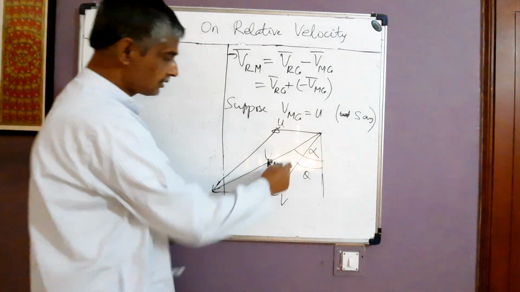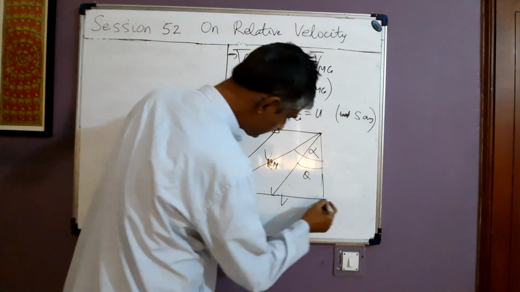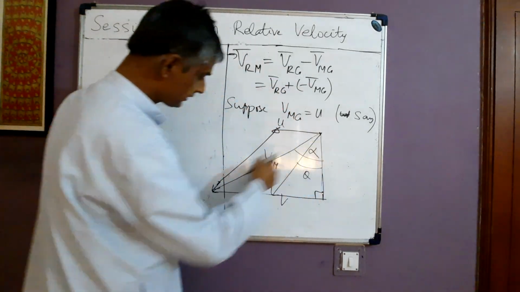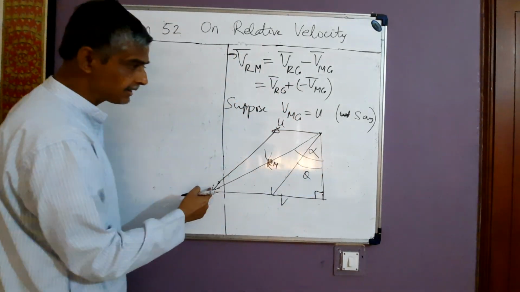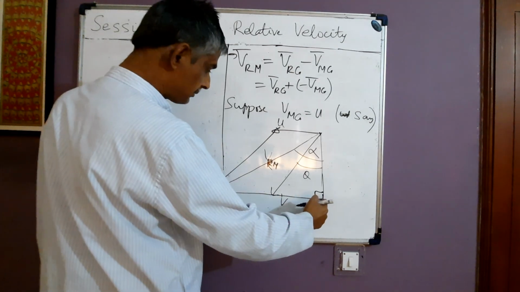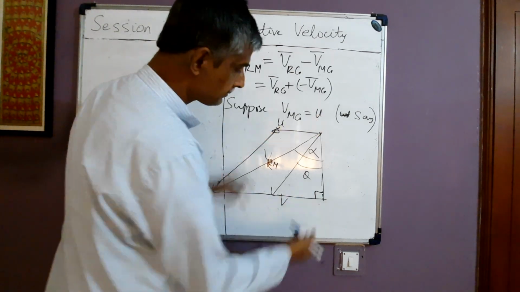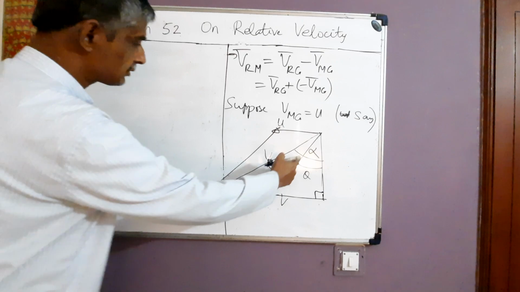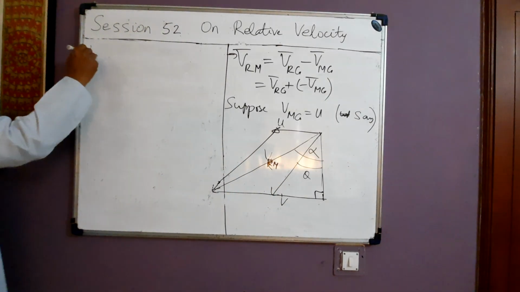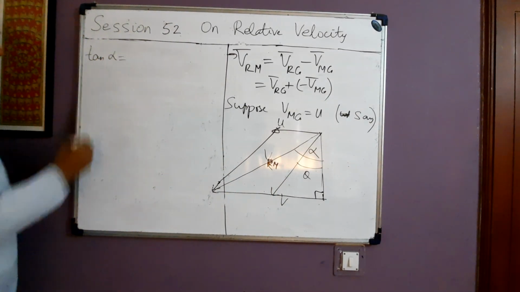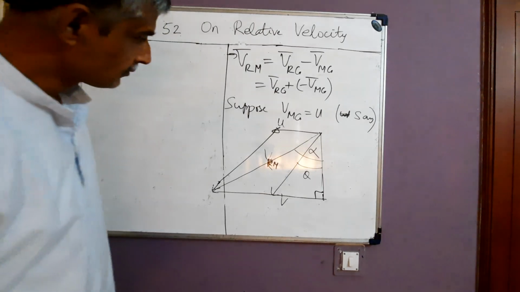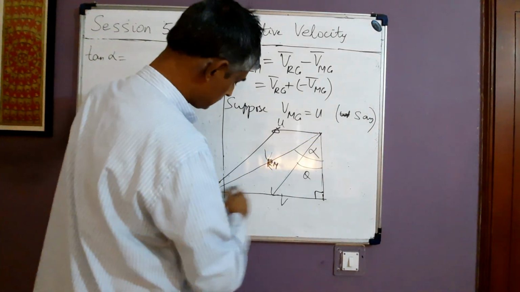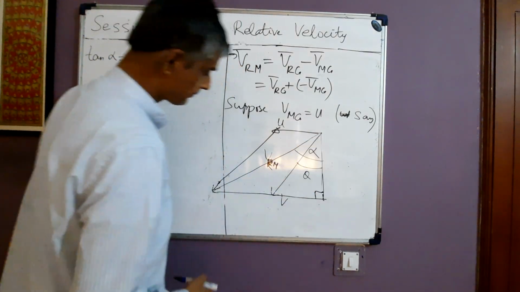Now see, this is a right angle triangle. If you extend this backward, this is a right angle triangle. This is the hypotenuse VRM. This is VRM sin alpha. This is VRM cos alpha. So from this we see that tan alpha is equal to this by this.